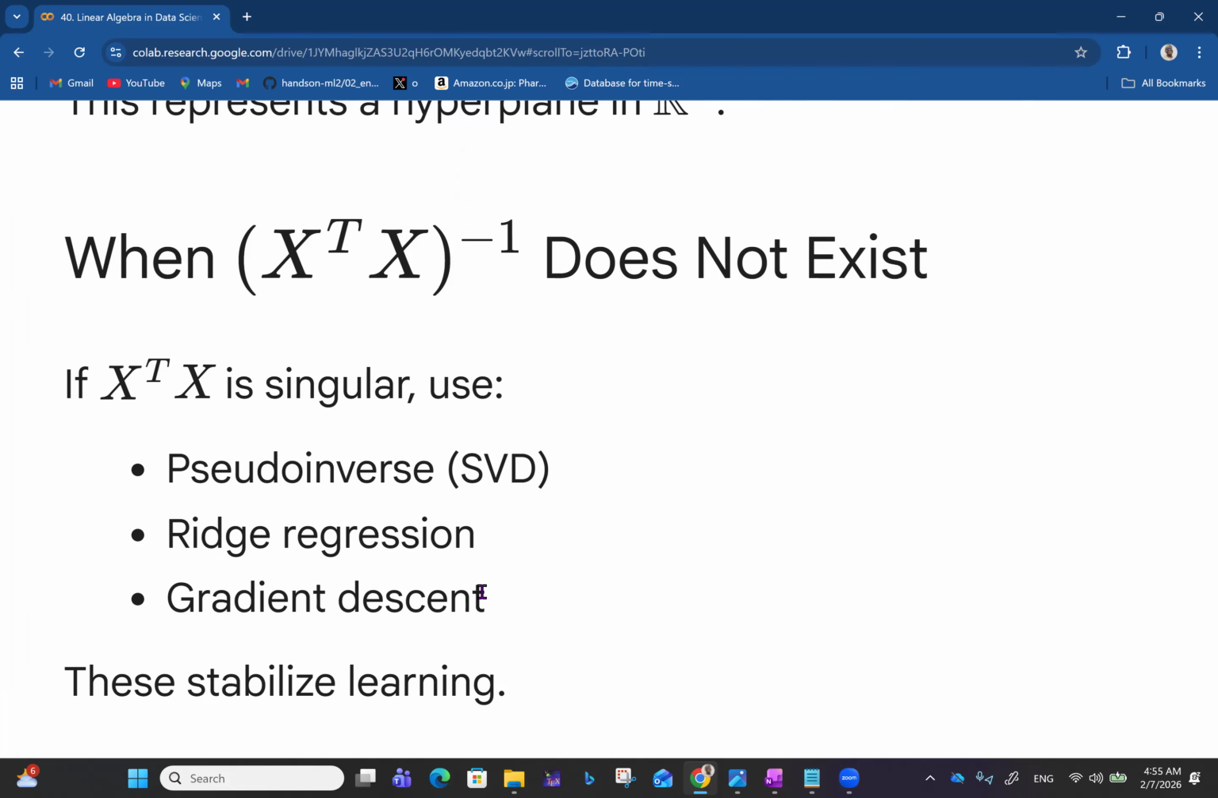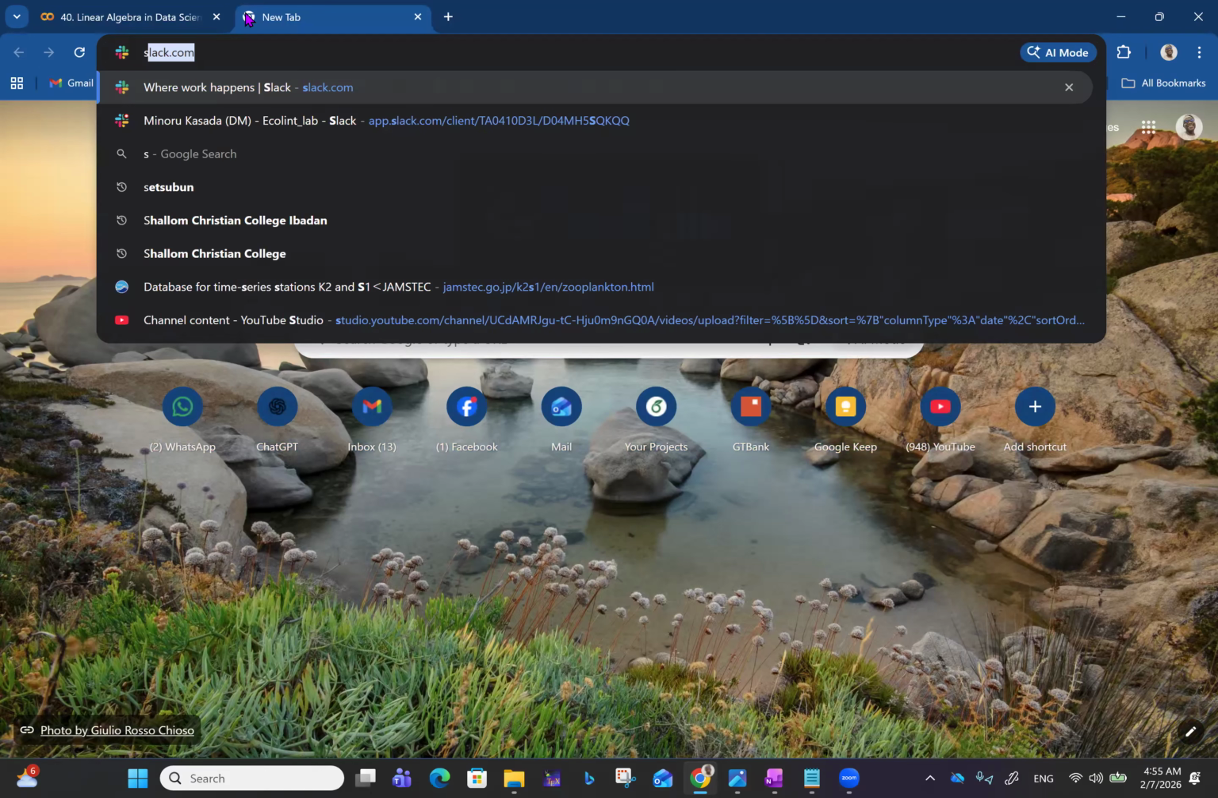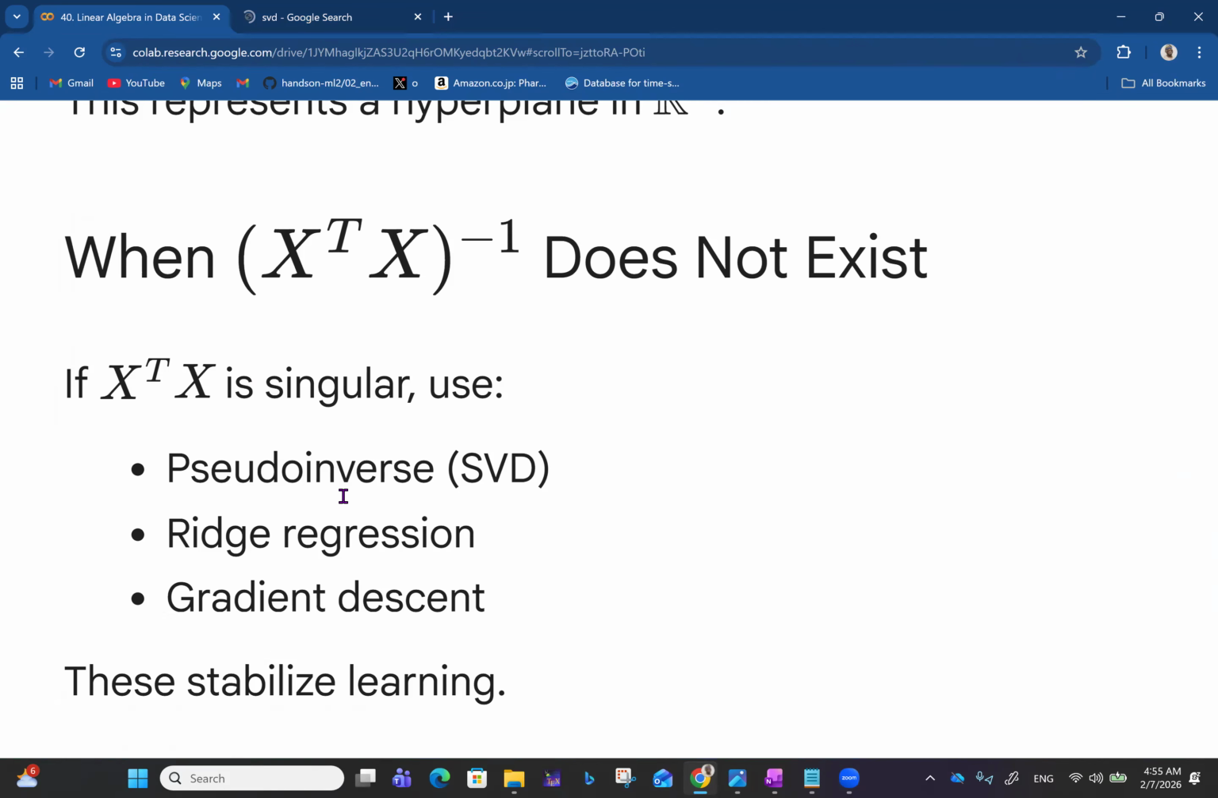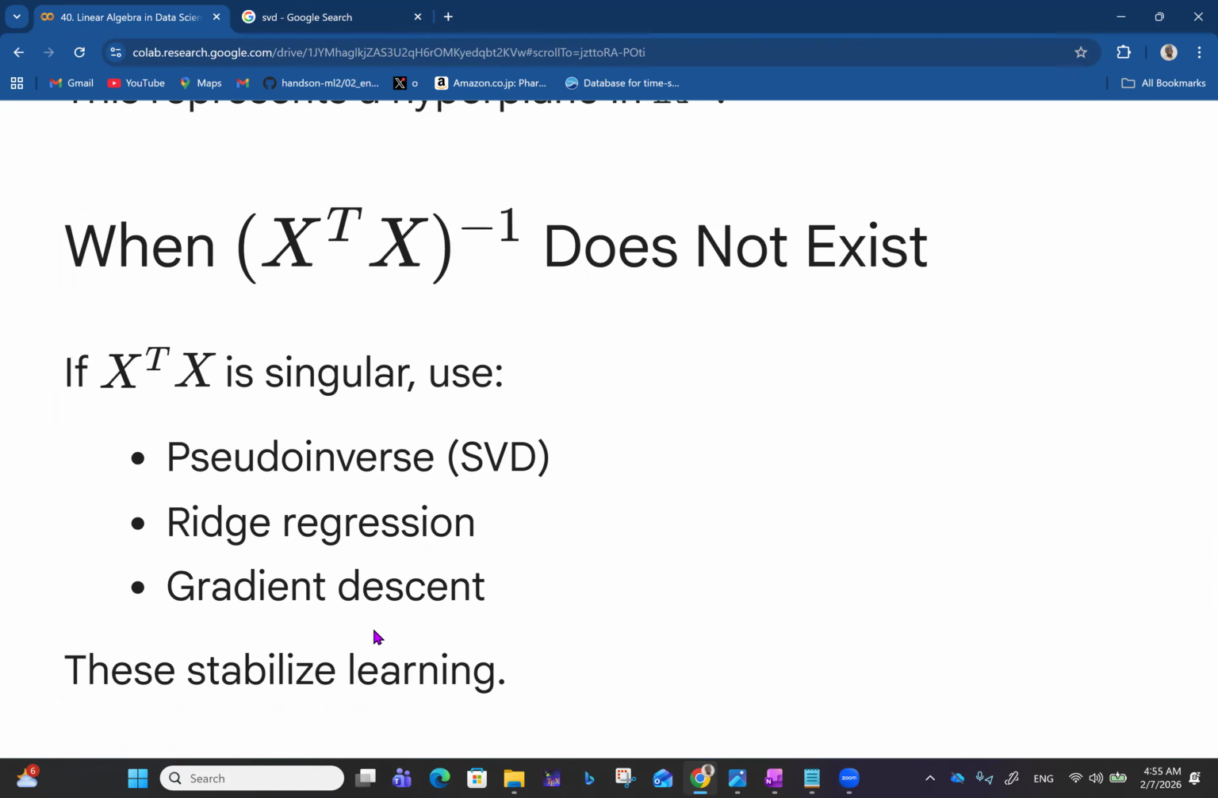Interestingly, I have a playlist, quite an extensive playlist on numerical optimization techniques. We have taken care of all these, SVD, what's the D about? Singular value decomposition. Yeah. So I have all these things, ridge regression, gradient descent, and all that. So this stabilizes learning actually. So even when there's no inverse, you can use all these other concepts.